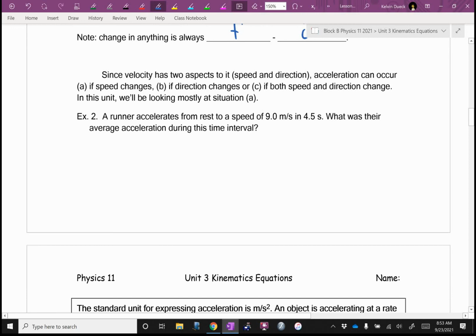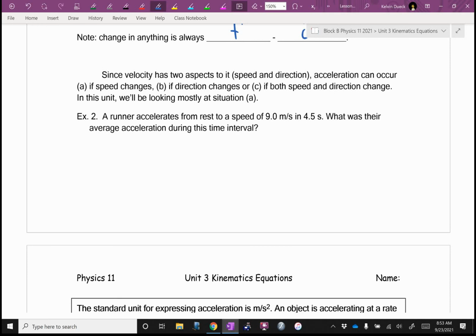Example 2. A runner accelerates from rest to a speed of 9 meters per second in 4.5 seconds. What was their average acceleration during this time interval? Okay. I don't know if you remember from last day, I said the first thing I always ask is, what are they asking me to find?